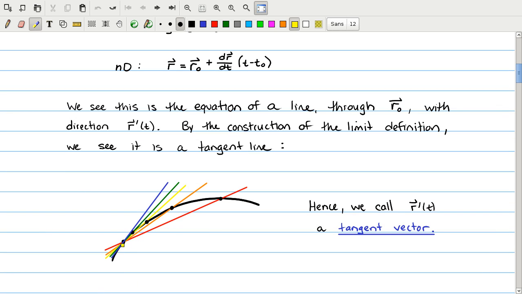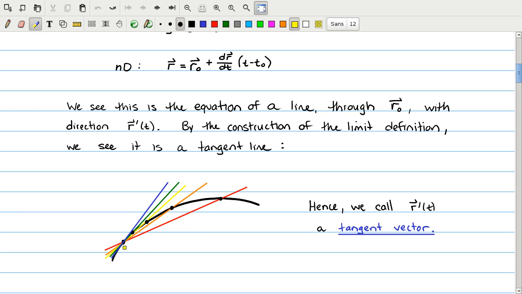If we have, say, here a point t naught, and we now examine delta t's of various sizes, then we obtain first this secant line, and then as delta t gets smaller, we obtain the orange secant line, and as delta t gets smaller still, we obtain the yellow secant line, the green secant line, and so on. And we see that in the limit, this is equal to a construction of a tangent line. So because the derivative of a vector function ultimately gives us the direction of a tangent line, we call r prime of t a tangent vector.